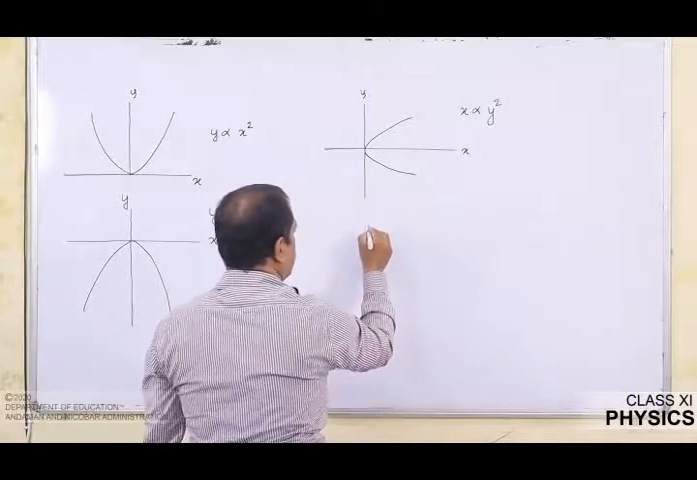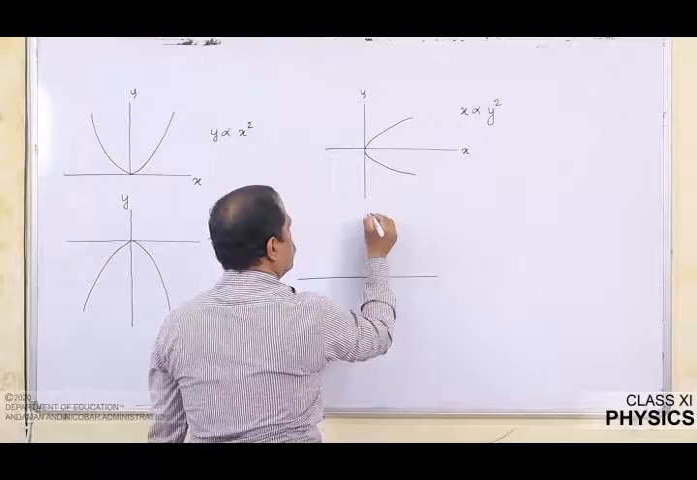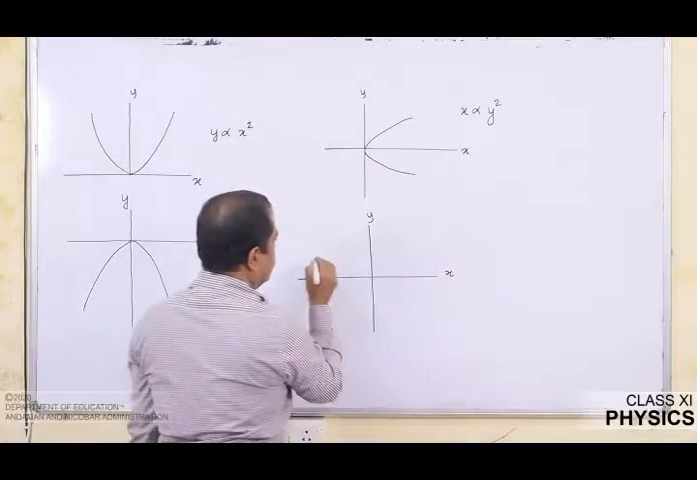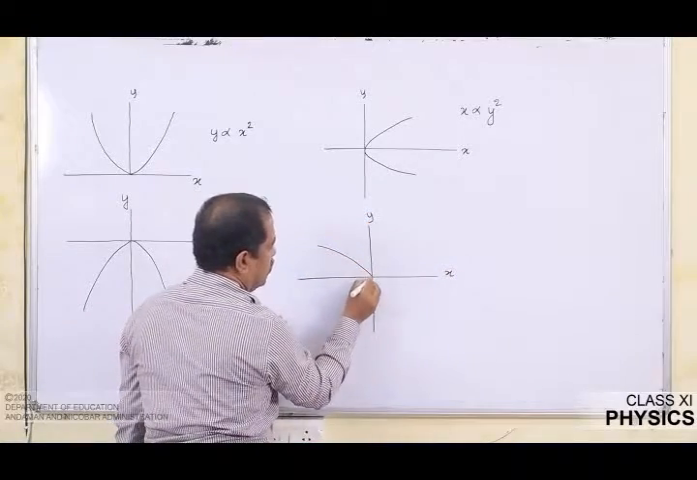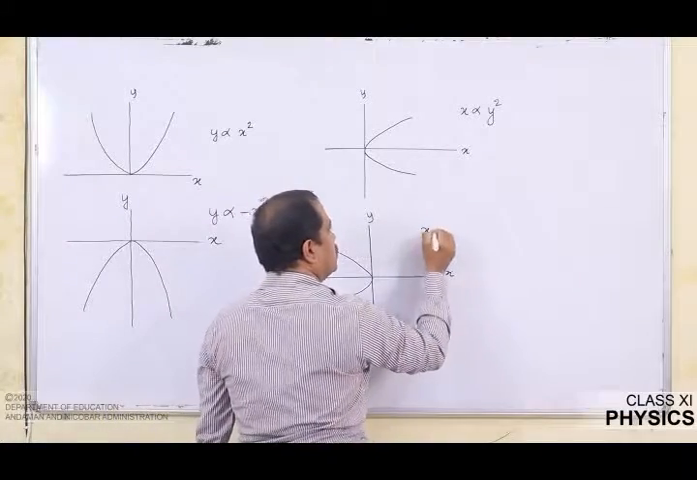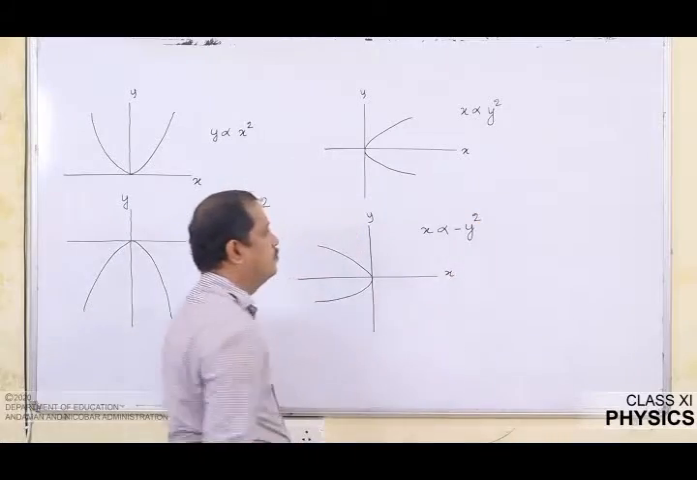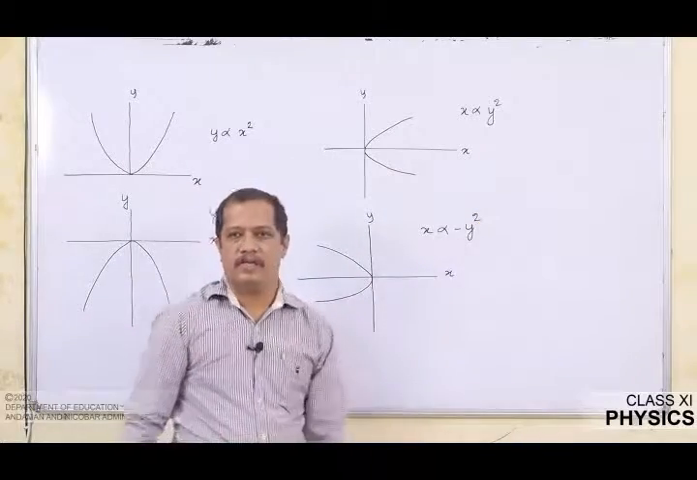Otherwise, we may have a graph at times like this. If this is the y axis, this is the x axis, we will have the graph like this. Algebraically, this will be governed as y proportional to minus of y square.